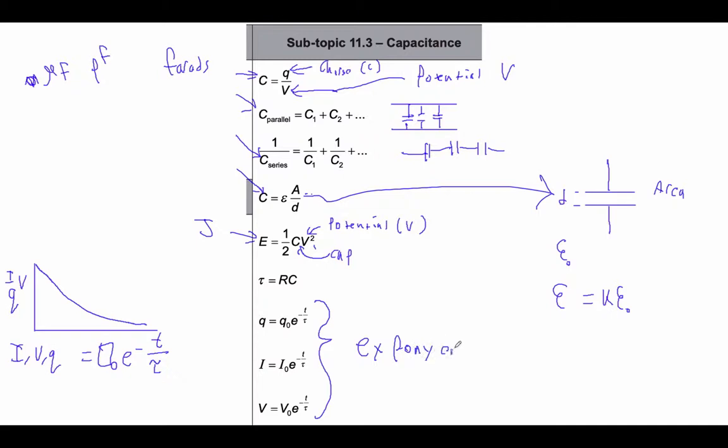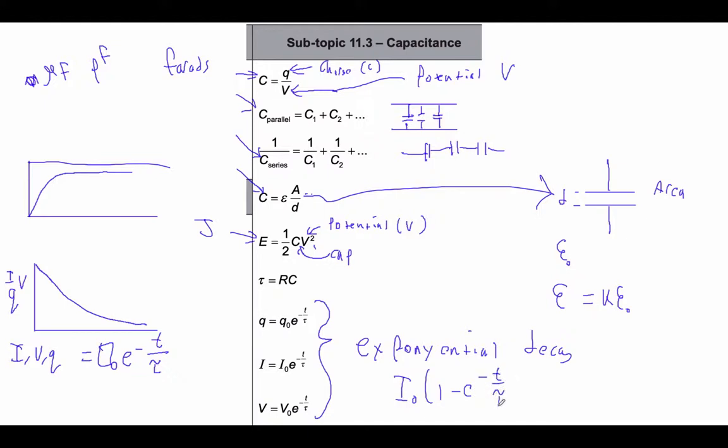Exponential decay, right? And by the way, if you charge the circuit, it's going to look like this. I've seen problems like that, where it goes like that and approaches that voltage. And then it would just be I naught times (1 minus e to the minus time over tau). So if they give you something like that, just do a 1 minus. I can't think of anything else.